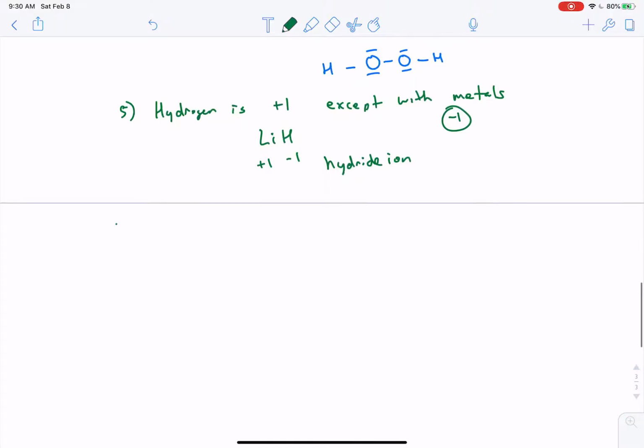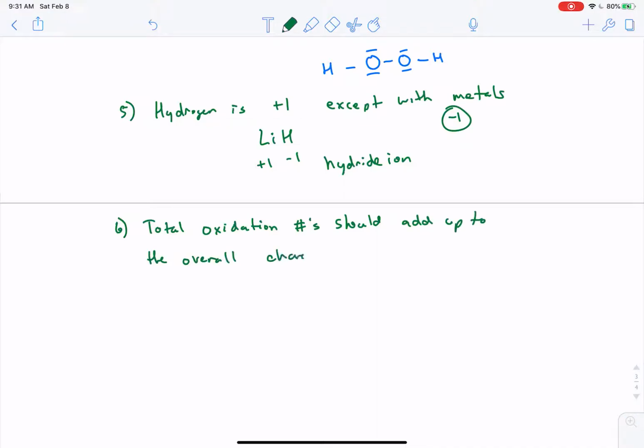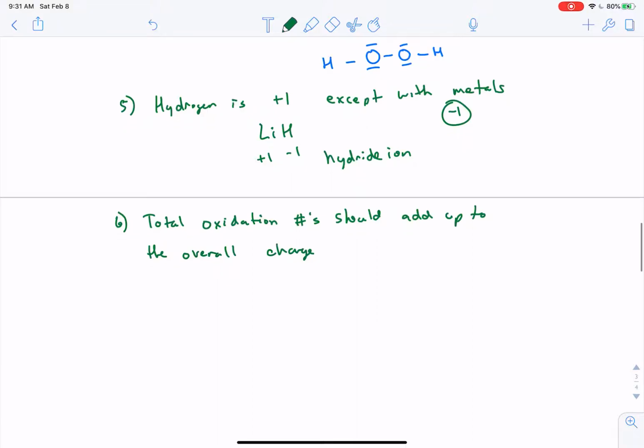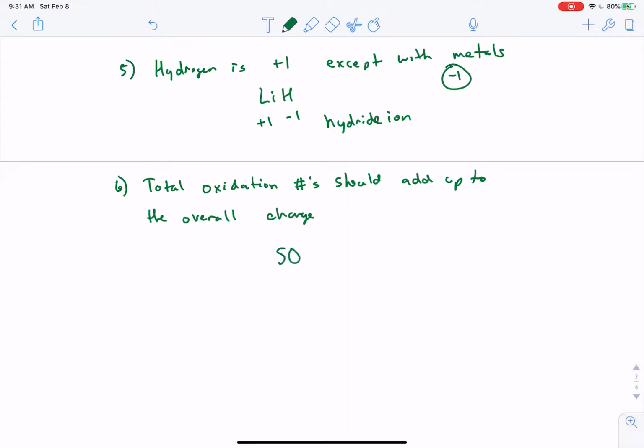And to repeat what Zaina said, the total oxidation numbers should add up to the overall charge. So whatever the overall charge of the species is, the oxidation numbers should add up to that. This is where we did the chart for the oxidation numbers, where we organized it. For example, SO4 2-.